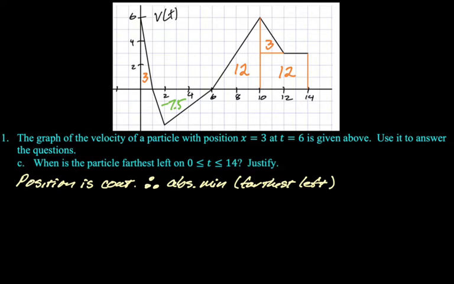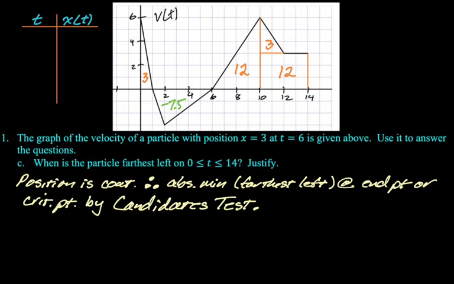So the absolute minimum, or when you are farthest to the left, is going to be at either an endpoint or a critical point. And the reason we know that is the candidates test. So when you do the candidates test, you set up this table, right? So you have t, you have x of t, and now we need to find the values at the endpoints and the critical points. So at 0, at 1, at 6, and at 14. 1 and 6 are where the velocity is equal to 0, 0 and 14 are the endpoints.